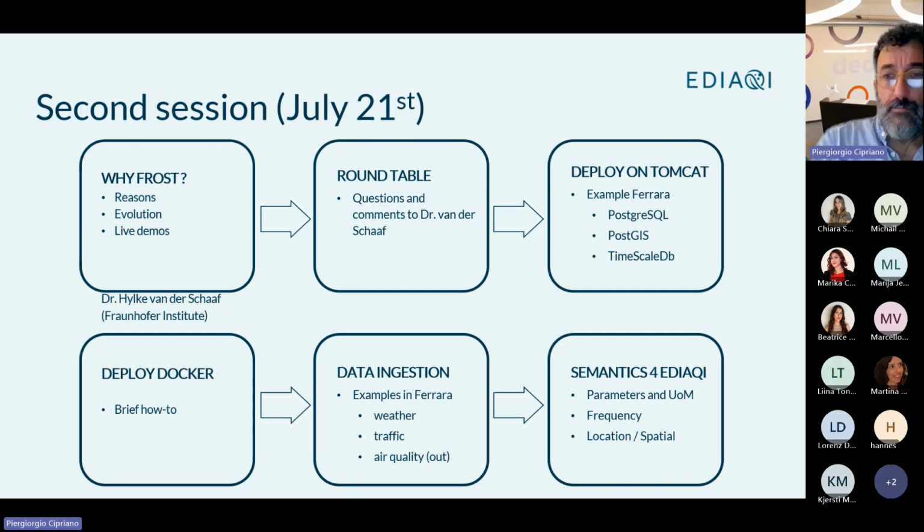Together with Martina and Beatrice, we then had a look on practical examples of how to deploy Frost on Tomcat or on Docker. And then we had some examples of how to ingest data, looking at what was already done in a previous project in the case of Ferrara municipality in Italy for dynamic data about weather, traffic, and also outdoor air quality.